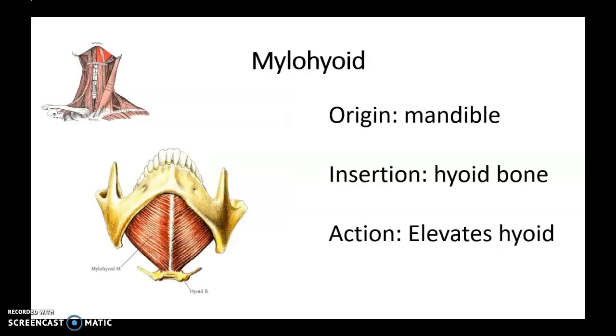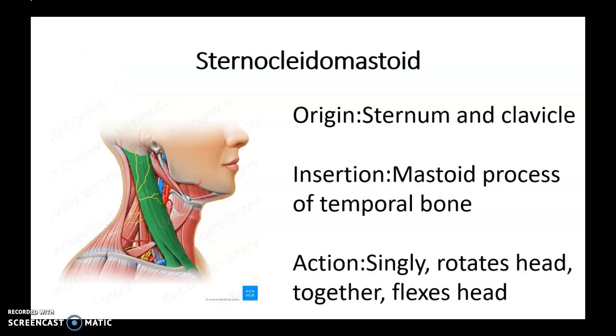Moving on to a flat muscle, and this is called Mylohyoid. This flat muscle right here, this is Mylohyoid. It originates from the mandible and inserts into the hyoid bone. So this is the point of insertion, hyoid bone, and it elevates the hyoid bone. The next muscle we will talk about is Sternocleidomastoid. Say it, Sternocleidomastoid. In this picture, you see Sternocleidomastoid in green color.